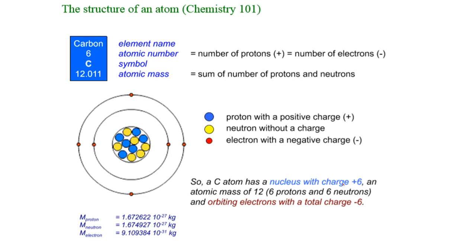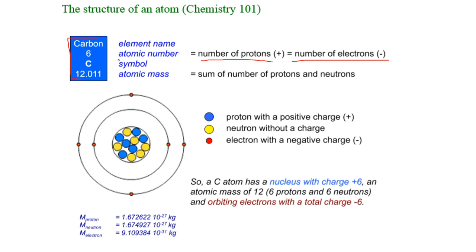Now, the number of protons here: when an atom is electrically neutral, the number of protons equals the number of electrons. So the sum of protons and neutrons will just be the same. Let's take a particular atom like carbon 12.